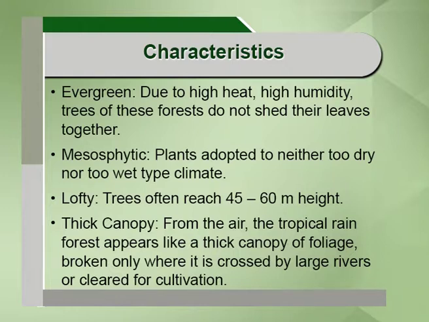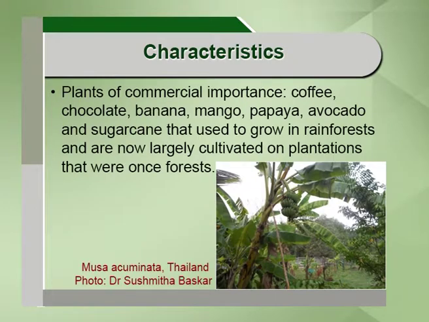From the air, if you have an aerial view of these forests, they appear like a thick canopy, and it is broken only where it is crossed by large rivers or cleared for cultivation. The plants of commercial importance include the coffee, chocolate, banana, mango, papaya, avocado and the sugar cane, which used to grow in the rainforest and are largely cultivated on the plantations that were once forest.